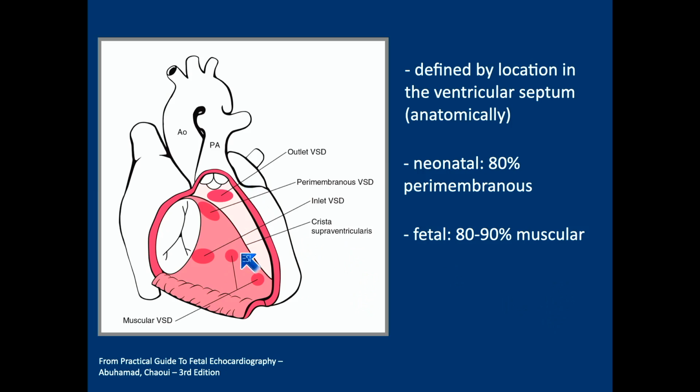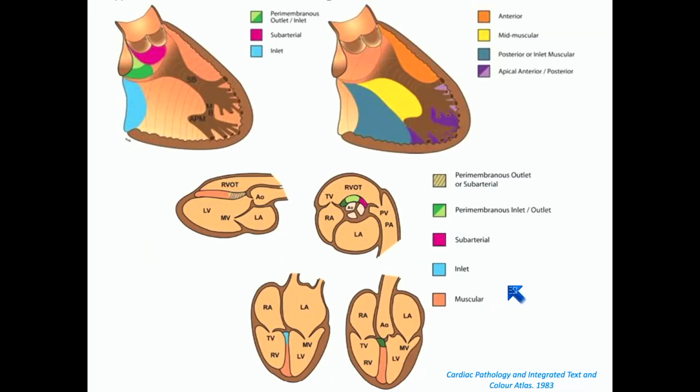So again, a schematic: muscular VSDs, inlet VSD at the level of the 4-chamber view or the AV valves, outlet and perimembranous VSDs. Now, the definition, as we said, is defined by their location anatomically in the ventricular septum. Your ability to pick them up is very different. There's a real skew towards picking up the muscular ones fetally because they're simple and because they're largely picked up in the 4-chamber view. Neonatal cases predominate with the perimembranous defects, which are really trickier to pick up prenatally.